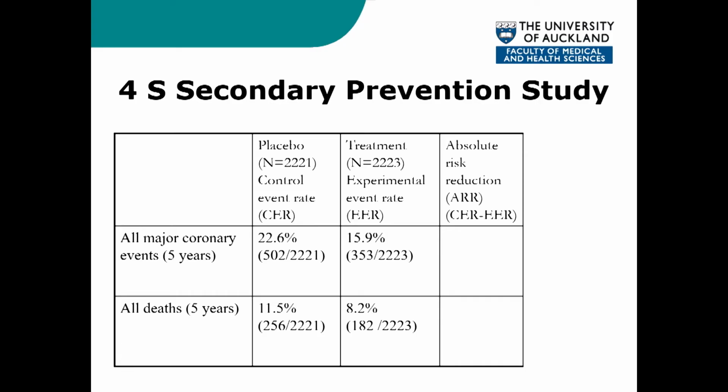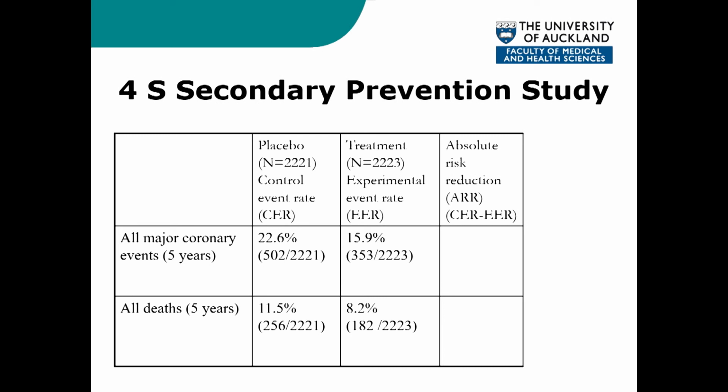This is from the 4S secondary prevention trial. The first column there is placebo, and you can see that in over 5 years there were 22% of events. The second column is treatment with simvastatin, 20 to 40 milligrams. So 15.9% of people got a cardiovascular event there.